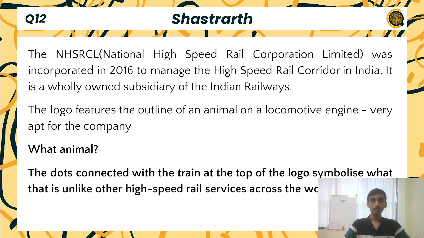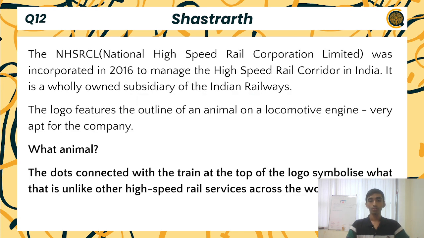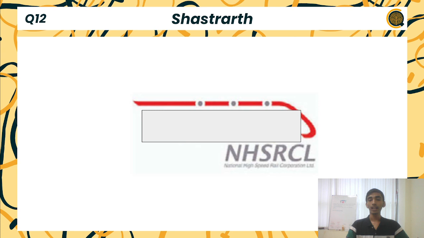So what animal? And I'll show you the logo in a minute. The dots connected with the train at the top of the logo, these dots that you can see on the top of the logo, symbolize something that is unlike any other high-speed rail service across the world. So you have to give me what these dots are symbolizing and what animal, that has for obvious reasons been blanked out here, is very fitting for what they do. Very apt. So two parts.